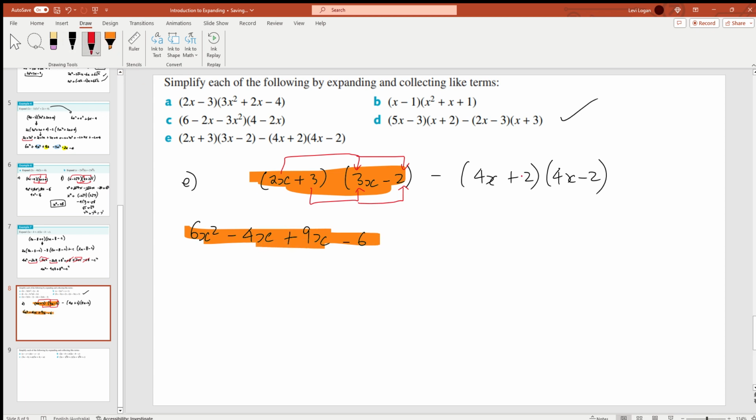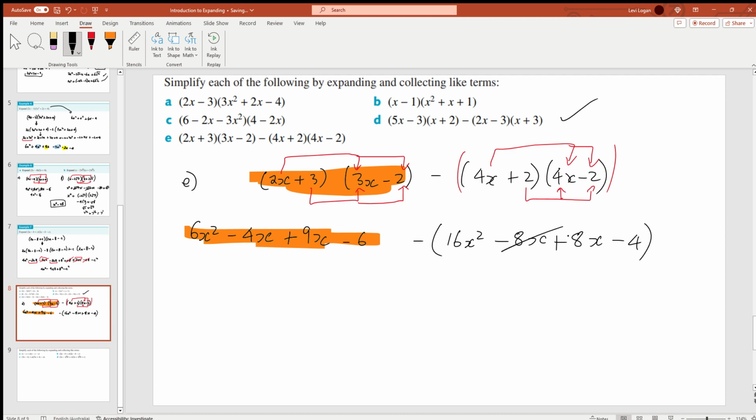Now, we've got to handle this one, but don't forget that negative is affecting all of that. So first, outer, inner, last, all that stuff here. I just like to draw the arrows so you can see exactly what you're doing. So minus brackets, 4x times 4x is going to be 16x squared. 4x times minus 2 is going to be minus 8x. 2 times 4x is going to be positive 8x. And then 2 times minus 2 is going to be minus 4. Okay, we can see those two cancel out.